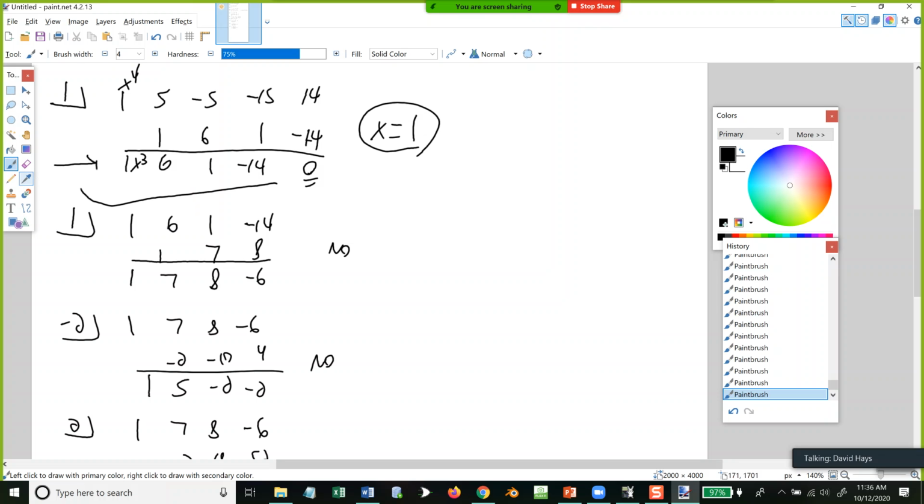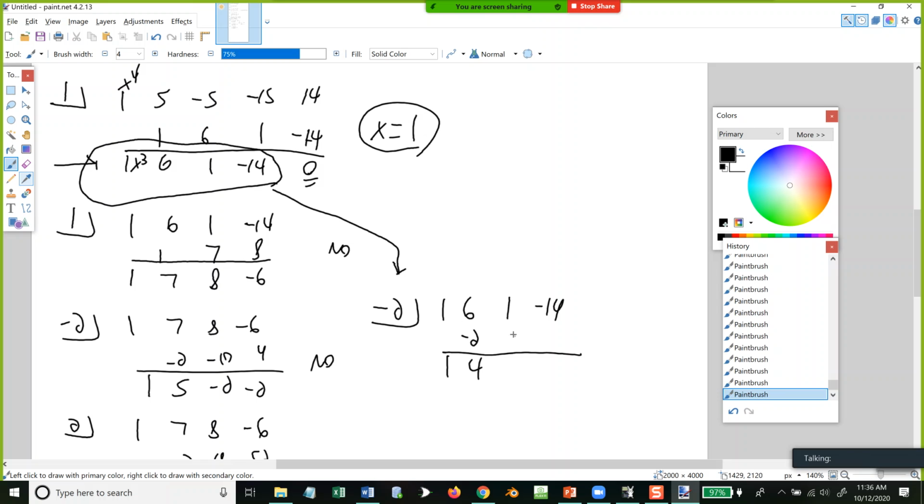This is my new line. This is the one I should have been plugging it into. Okay, negative 2. 1, add, okay, 4, negative 8, negative 7, 14, 0. And then we're down to the x squared level. So this would give us x squared plus 4x minus 7 equals 0. And then I solve it using what we did before.